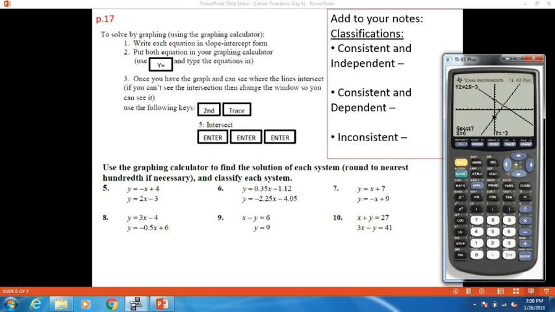And then for the guess, we're going to let it do the guesswork for us. We're just going to hit enter one more time. And it's telling us where we intersect. We're going to round to the nearest hundredth for this. So we're going to say it's about 2.33, and then 1.67. So let's write that information down.